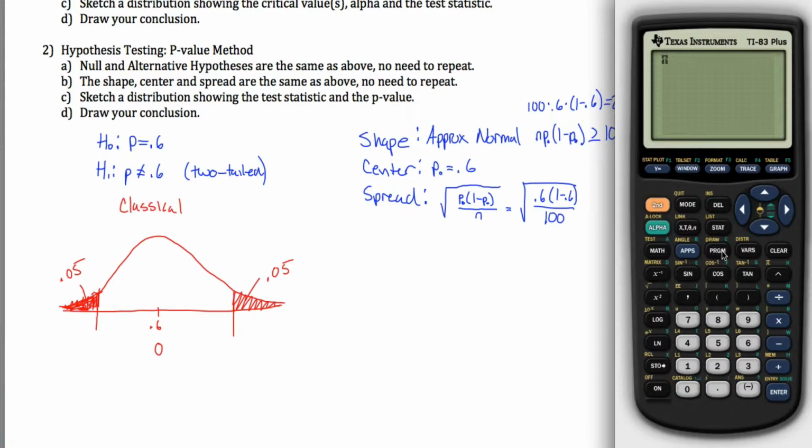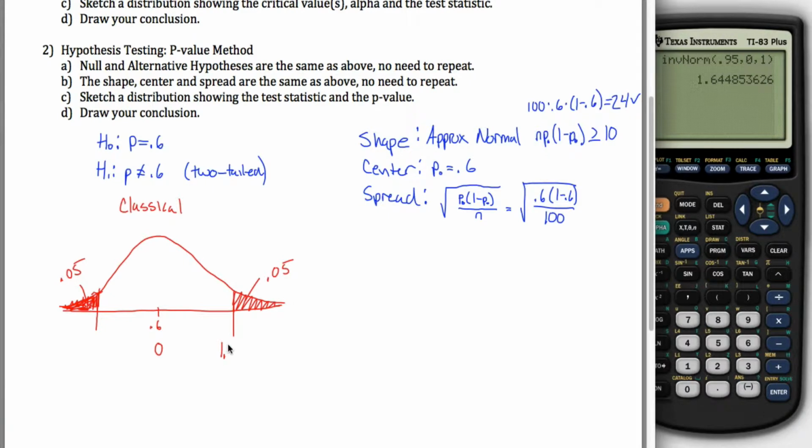So if you hit distribution and then go to inverse norm, all I've got to do is tell it the area below the point in question. If I'm trying to figure out this one right here, 0.05 is above it, so 0.95 is below it. And I want a z-score, so I'm going to put in comma 0, comma 1. That gives me 1.645, which is this critical value. And if this critical value is 1.645, this one must be negative 1.645 due to the symmetry of my distribution.